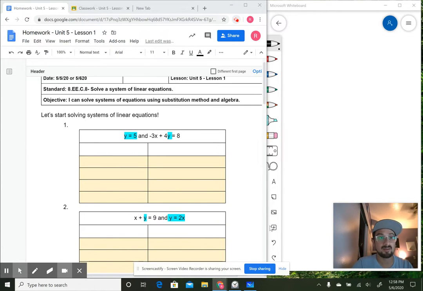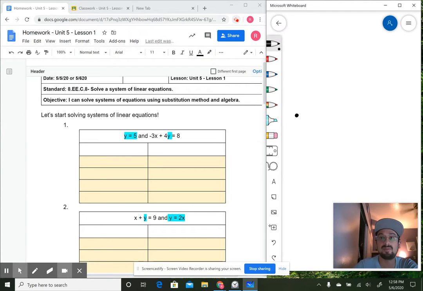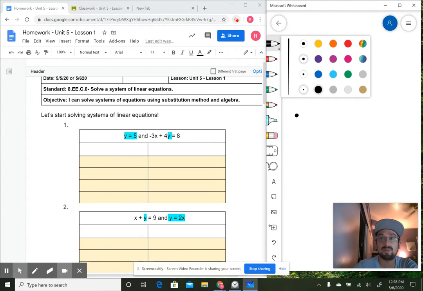We're working on solving systems of linear equations by substitution. And you can see I've highlighted the substitution already for most of them. So let me make my pen thinner.